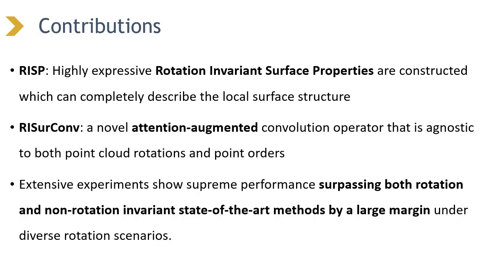To address this gap, we propose a novel and effective rotation invariant network. Specifically, we design highly expressive rotation invariant surface properties, which fully describe the local surface structure. Based on these properties, we introduce a novel attention-augmented convolution operator that is agnostic to both point cloud rotations and point orders. We then integrate this operator into a network that can be applied to 3D point cloud classification and segmentation. We conducted extensive experiments demonstrating that our method not only closes the performance gap but also significantly surpasses both rotation invariant and non-rotation invariant state-of-the-art methods across various rotation scenarios.